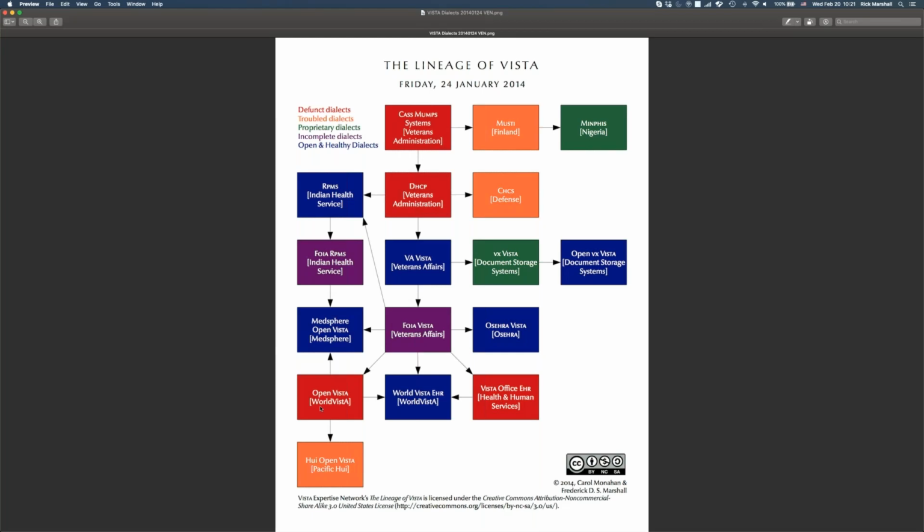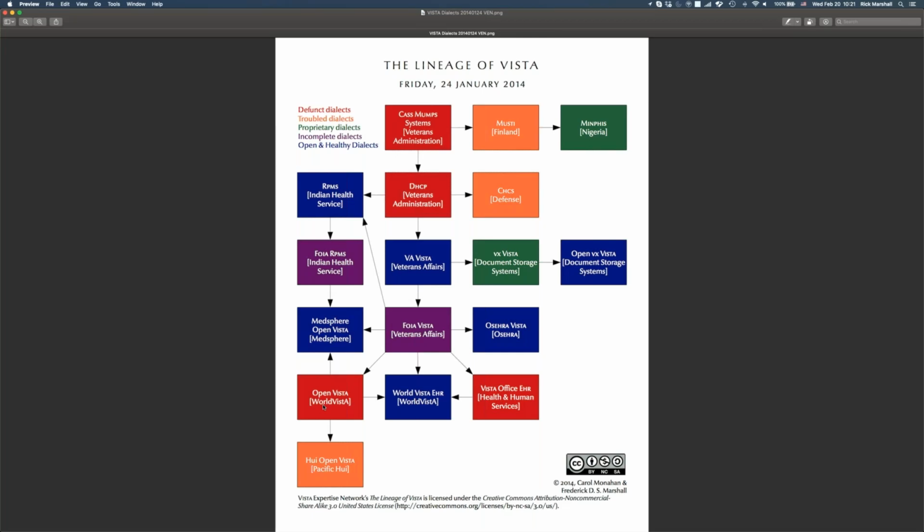And we need to name these things. When we created this diagram from 2011 to 2014, Carol and I, one of the reasons that we did it is that the community was not talking about dialects coherently. We wanted to have a big conversation at OSEHRA about VistA standardization and reunification and how you could actually start the process and make it happen.